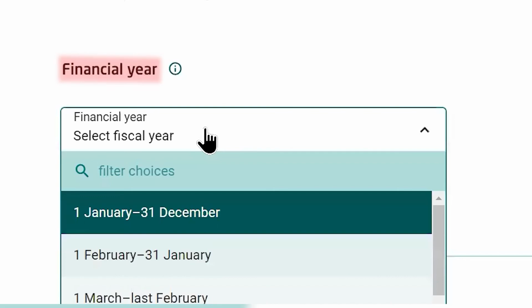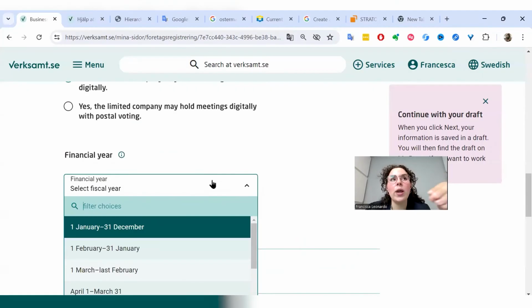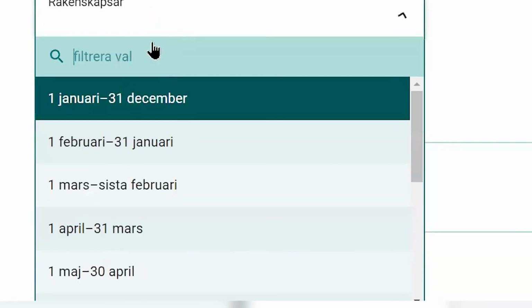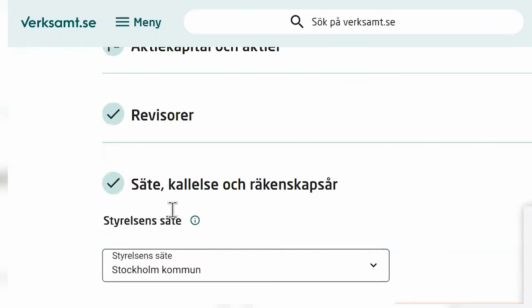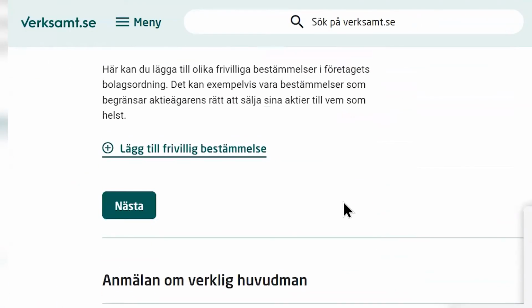And then financial year. So this is when you decide when you want to have your fiscal year. This is the year that you're liable for tax, to start and end with a calendar year, for example. And you can just pick the first option, January 1st to 31st of December. You go here, next, perfect.